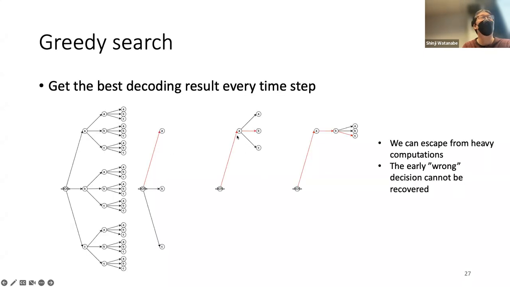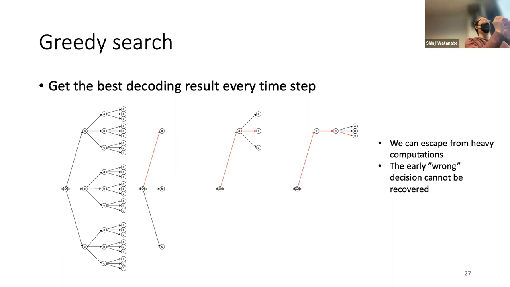Moving to the next stage, we do the same thing. We compute all possible paths, but in this case there are only three paths because the previous step only took one. And then suppose this second path is the best in terms of the score, we can only select this one and move to the next one. By doing that, we do not have to consider the 27 other possible sequences. This can be achieved using a very small number of computations.